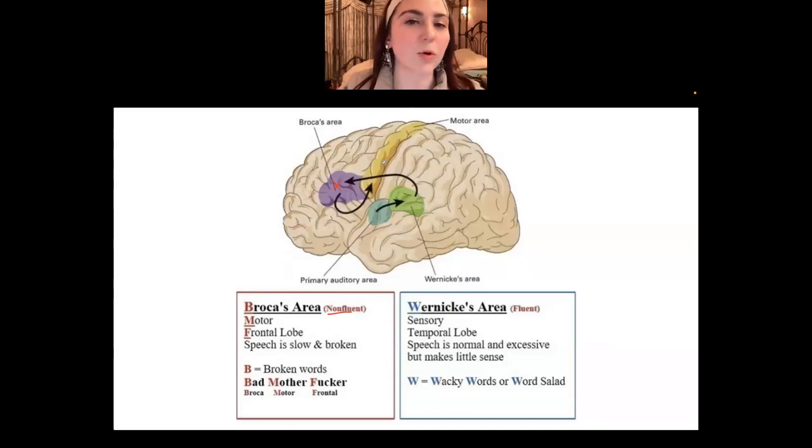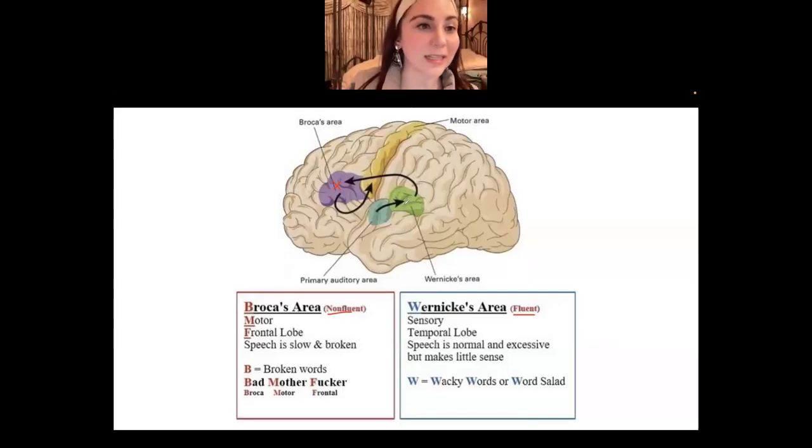Versus Wernicke's, this is more of a sensory issue. It's a fluent aphasia because there's no problem with speaking, meaning there is an aphasia, but the patient is still fluent. They're still able to speak. It's a sensory issue because there's an issue with comprehending what's heard, but they respond as if they just say whatever comes to mind. It's like a word salad. Wernicke's is a word salad, and it's in the temporal lobe.